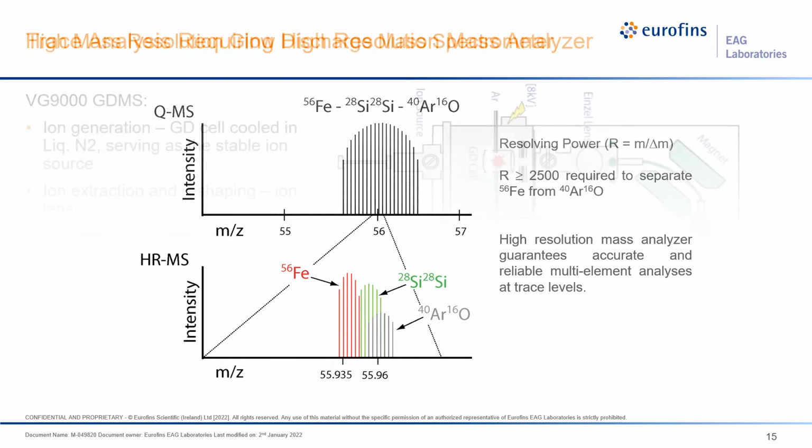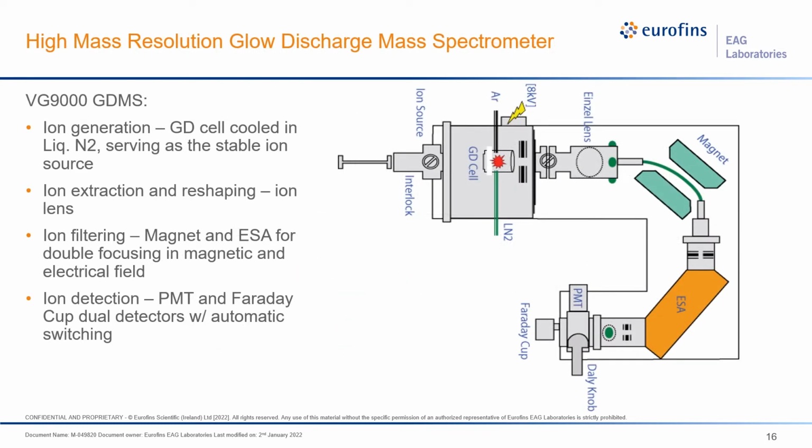Instrument-wise, this is an example of what the VG 9000 GDMS model looks like. It has a GD ion source, mounted and cooled by liquid nitrogen, which serves as a stable ion source. Once ions are generated, they go in different directions and have different kinetic energies and mass-to-charge ratios. So you need to extract the ions and reshape them through the ion lens, and then pass them through multiple filters, such as magnetic and electrostatic analyzers, for double focusing in the magnetic and electric fields. In the end, ions of the same mass-to-charge ratio and the same kinetic energy hit the detectors.